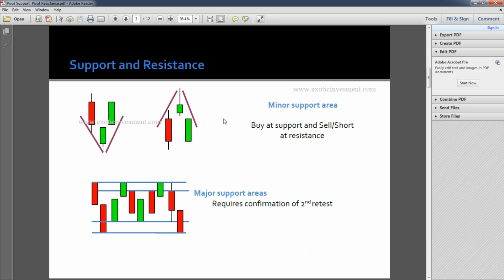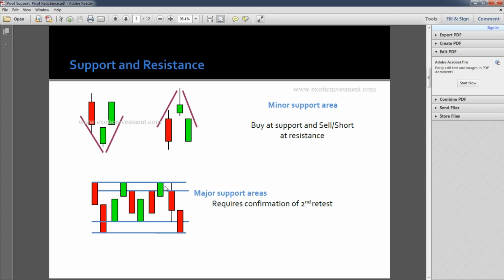Okay, so this is a minor support area. What is this? There is a small gap up, after there is a touching point and it converges, and afterwards it diverges. So it goes up from one particular level. Those are the minor support areas, and minor support areas are considered to be buy at support and sell at resistances.